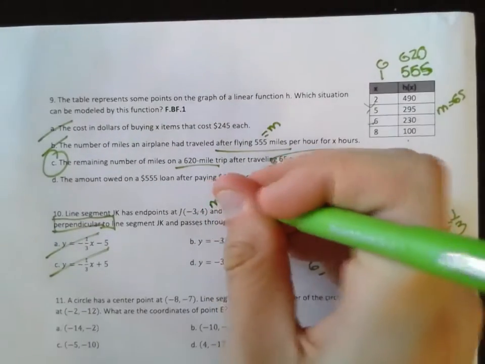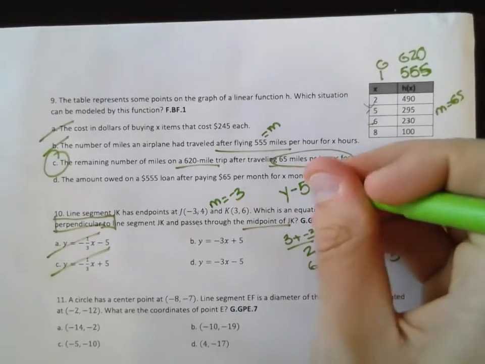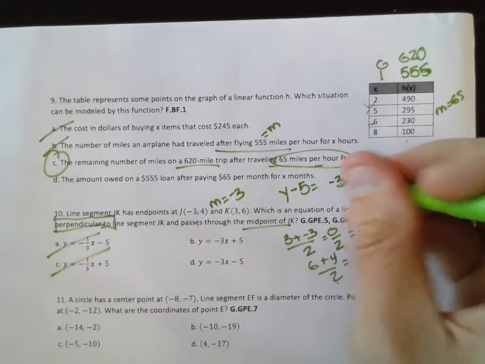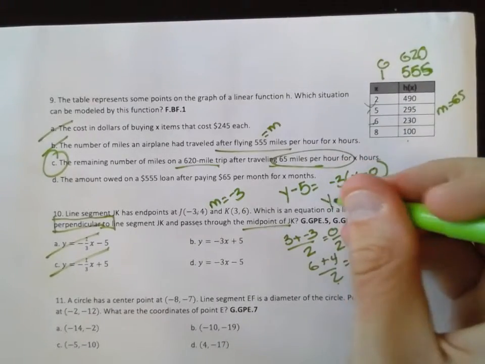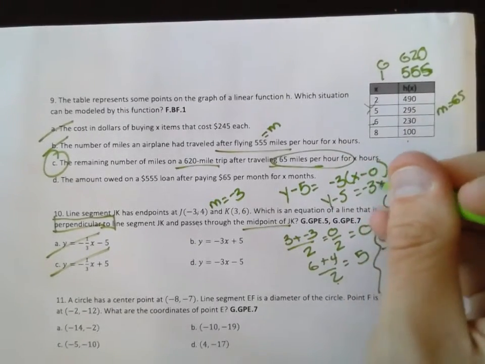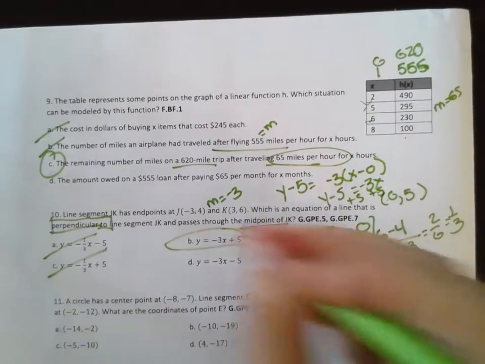Let's just plug it into point-slope form. y minus 5 equals -3 times x minus 0. That's just going to be 0. So it's y minus 5 equals -3x. Add 5. Well, y equals -3x plus 5. That's B.